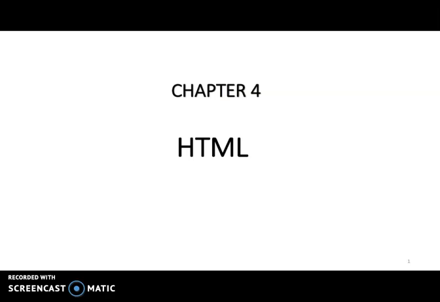The first term is a web page. What is the meaning of web page? A web page is a document which is commonly written in HTML. Means what? Whenever you click on Google Chrome or any other web browser, the first page will open. That first page is nothing but your web page.